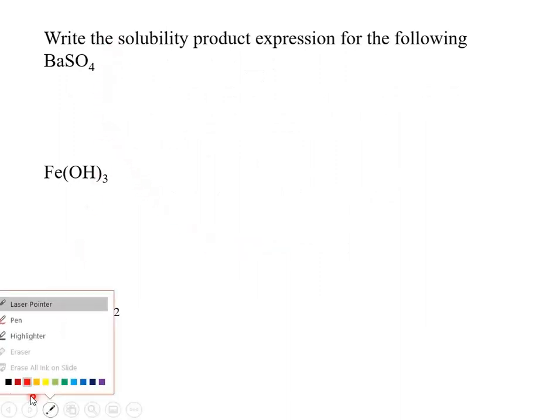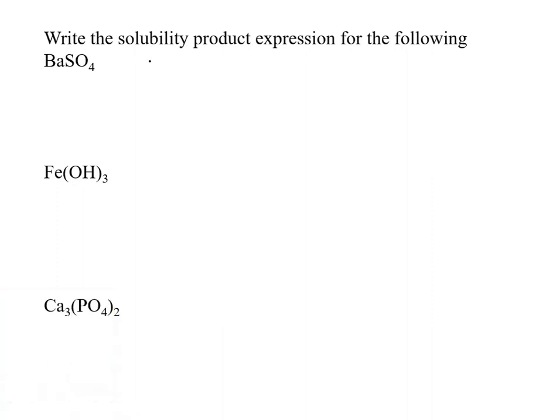So let's do an example. First, we're asked to write out the solubility product constant expressions for the following. The first thing is to write out the equation. So I have BaSO4. And as always, it's important to recognize that SO4 is an ion. It doesn't break up into S and 4 oxygens. So this goes to form Ba 2 plus and SO4 2 minus. The charges are not that important.